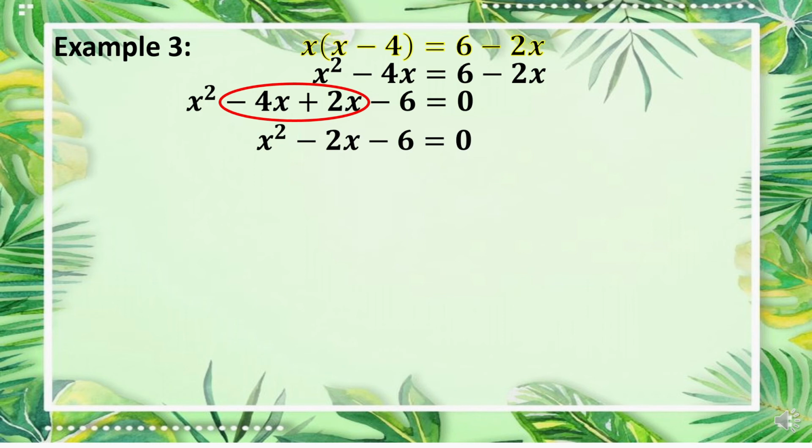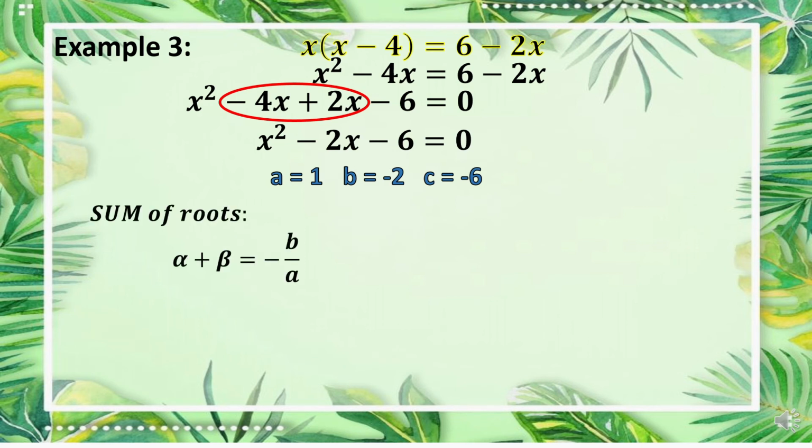Now, we can identify the values of a, b, and c. And that is, a is 1, b is negative 2, and c is negative 6. Now that we have this, we can substitute the values of negative b over a as a sum of roots. And that is negative 2 over 1. And of course, don't forget that we have a double negative. So negative times negative is a positive. So our final answer for the sum of roots is 2.